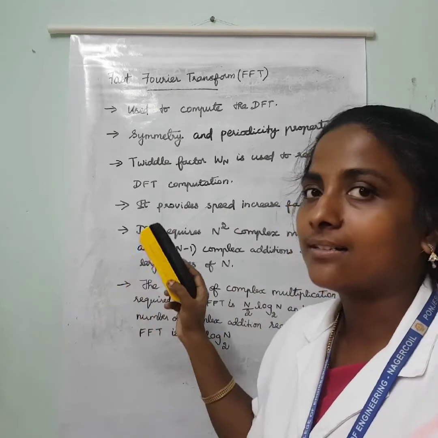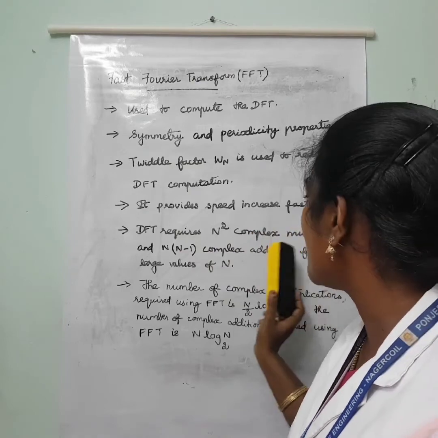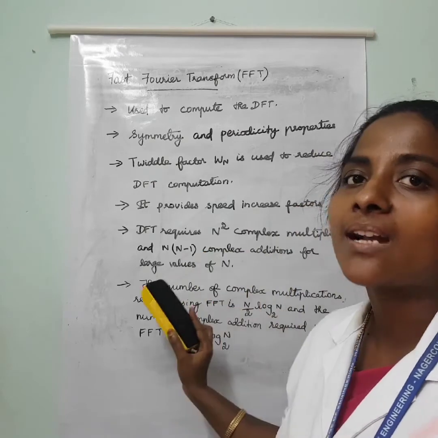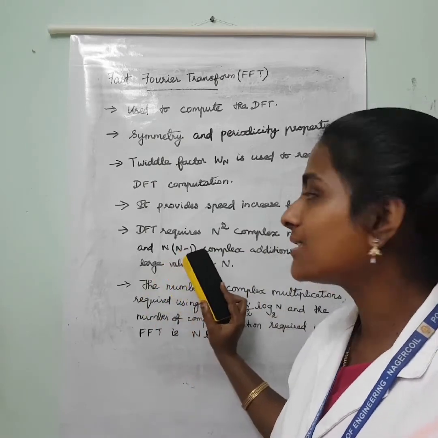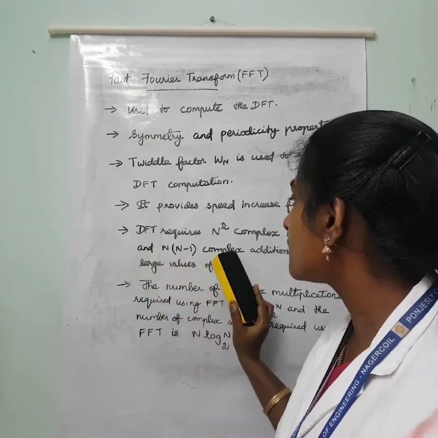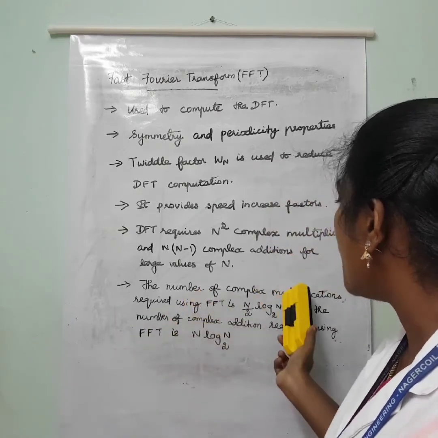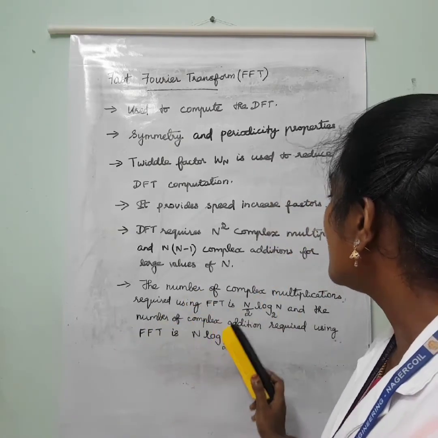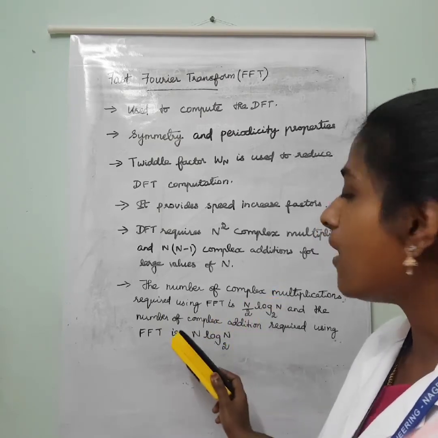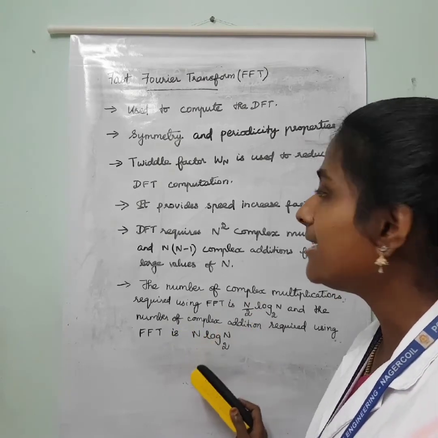Our normal DFT requires n square complex multiplications and n into n minus 1 complex additions for large values of n. In FFT, the number of complex multiplications required is n by 2 log n to the base 2, and the number of complex additions required is n log n to the base 2.